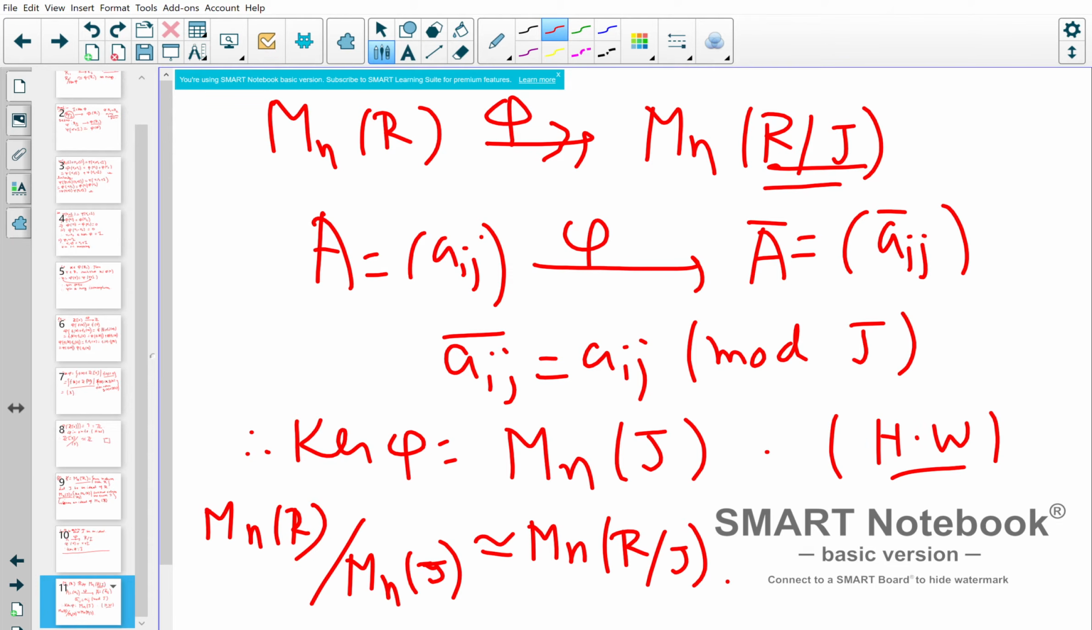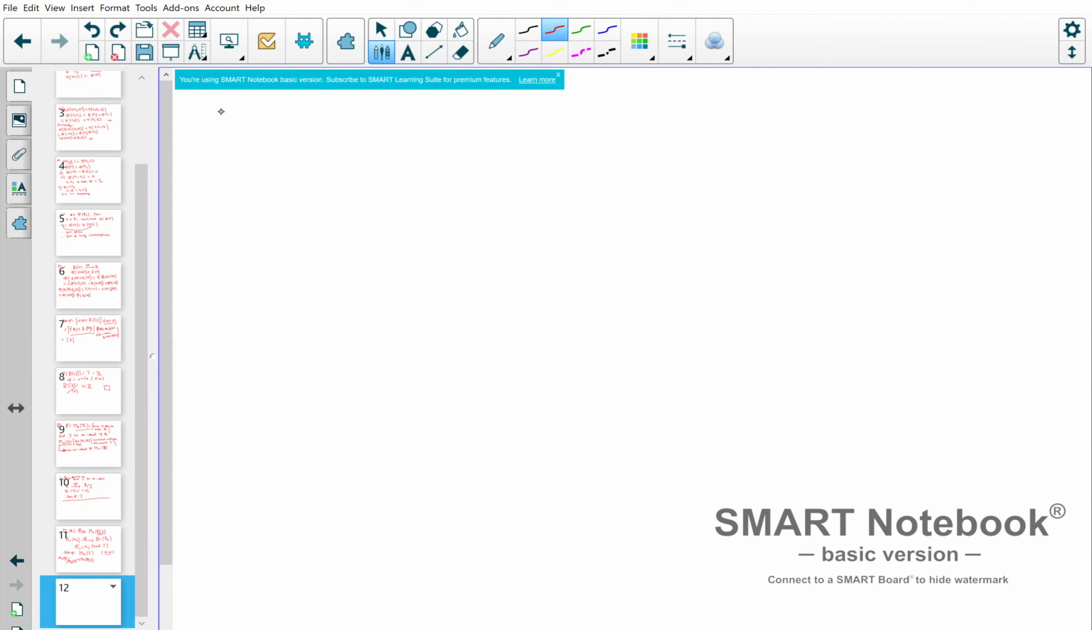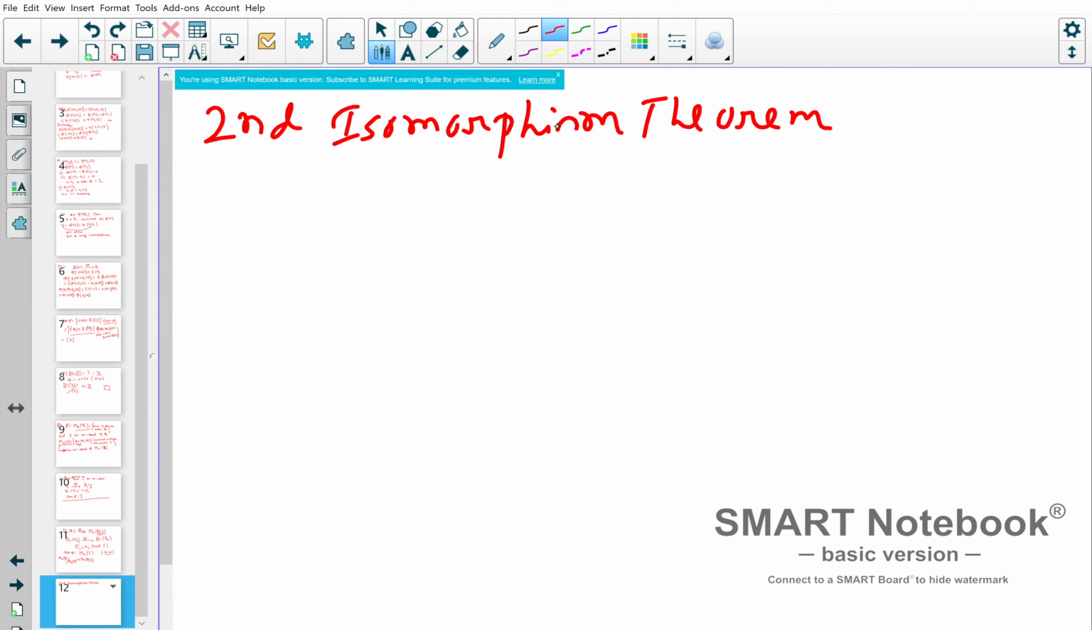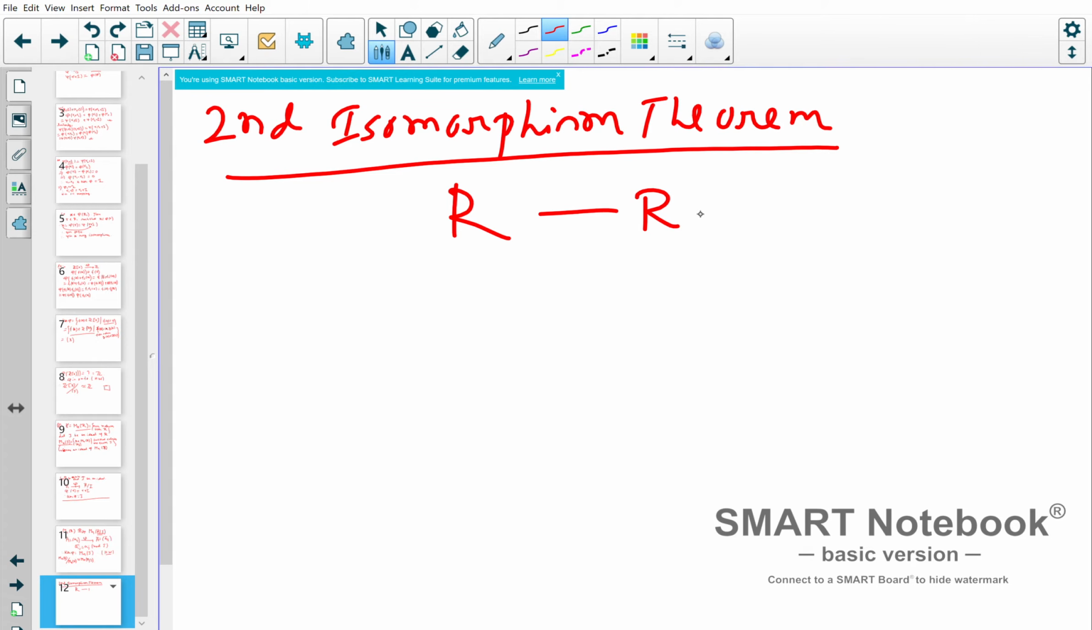Now let us define another homomorphism. So the second isomorphism theorem for rings. I am not writing "for ring" again and again, right? So suppose now we have a ring R, and now I am assuming two things. One, you have an ideal, another is a subring. So this is the ring given.